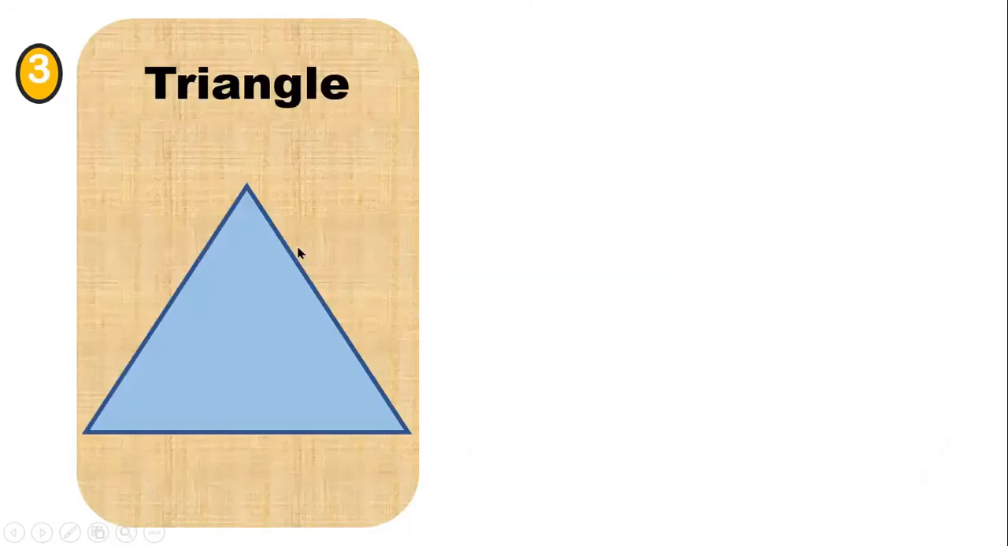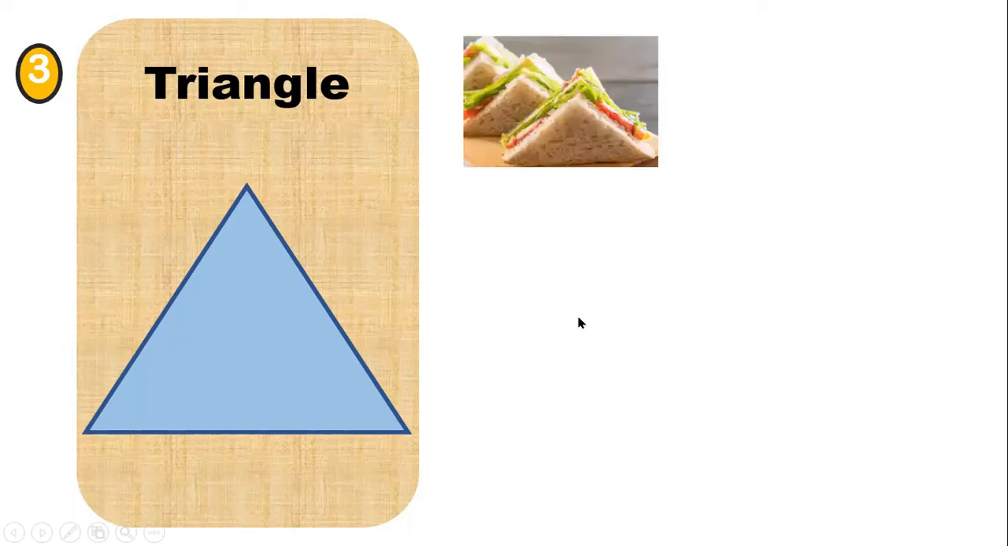Okay, now this is called a triangle. Triangle. A triangle has got 3 sides and 3 corners. Let us look at some objects that are in a triangular form. Okay, look at this sandwich. When you look at it, you will see that here we can see like a triangle.